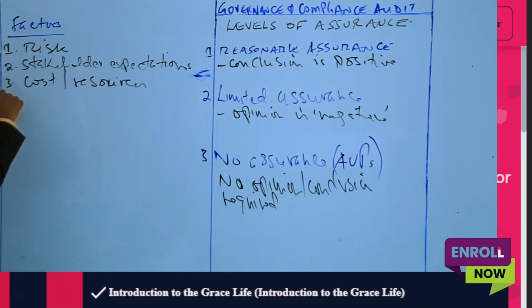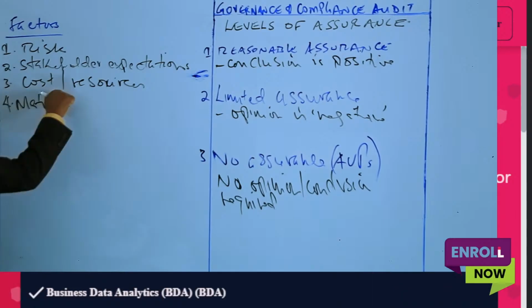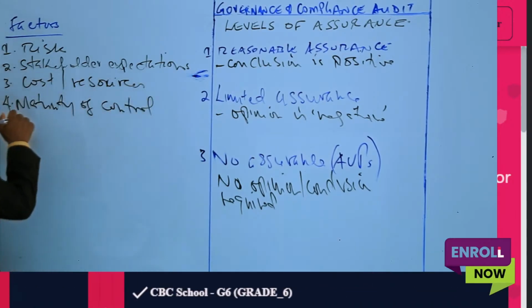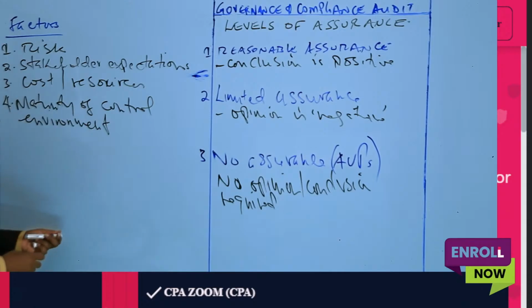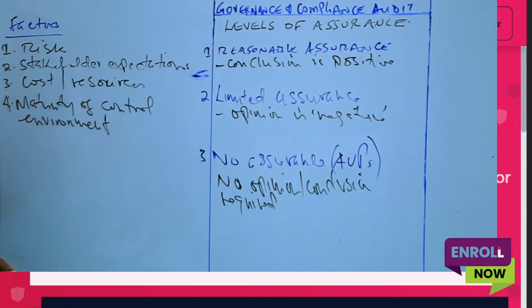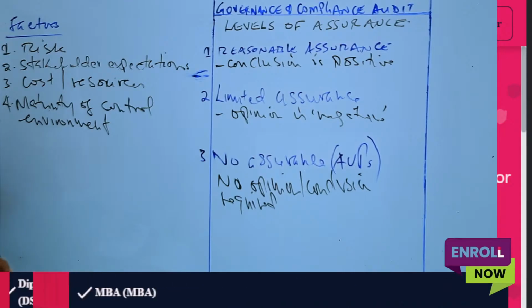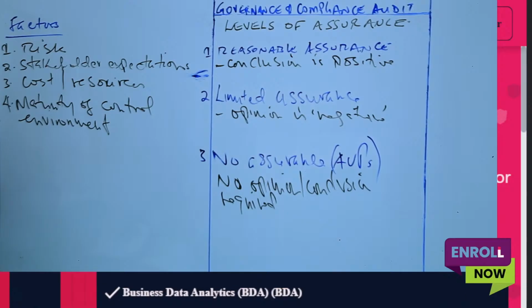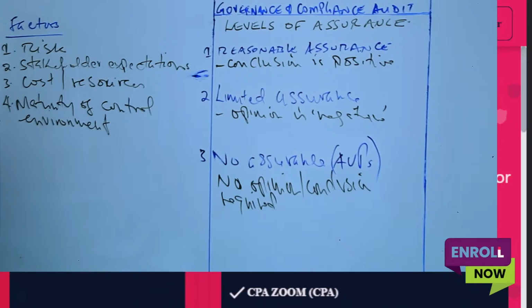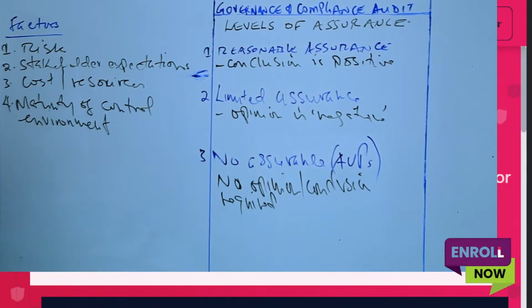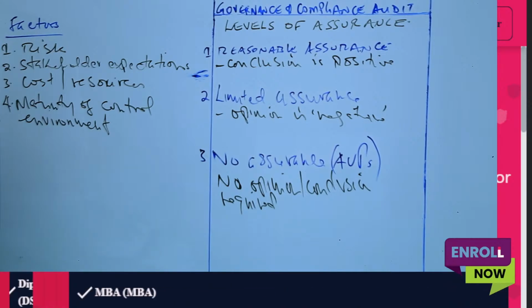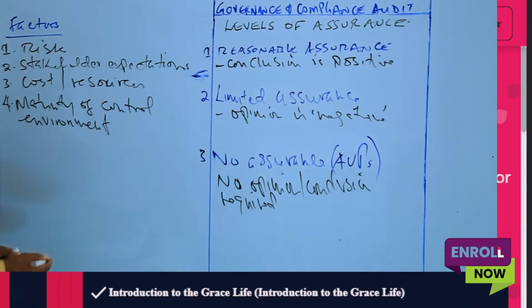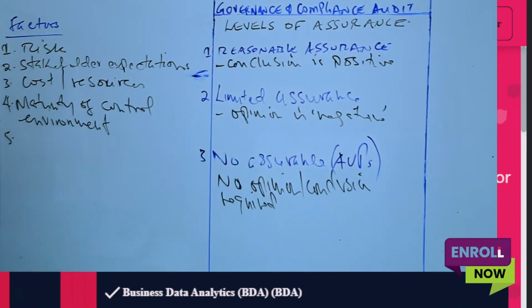Number 4, maturity of the control environment. Maturity of the control environment is also a factor that will determine the level of assurance. If an organization's controls and processes are new or immature, it may be more practical to start with a limited assurance review in order to identify major gaps before investing in a full reasonable assurance audit. That's a fourth factor. Now, the fifth factor is regulatory requirements.